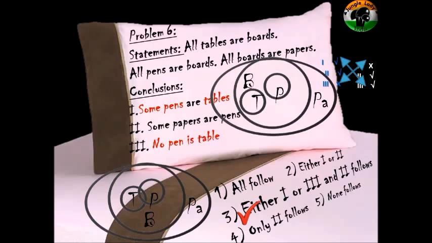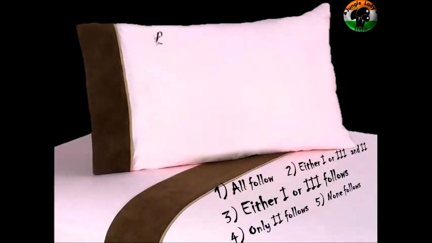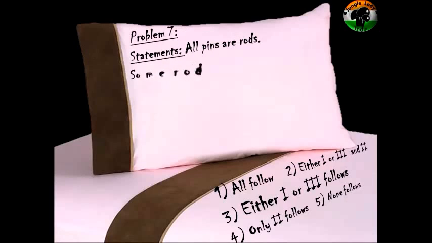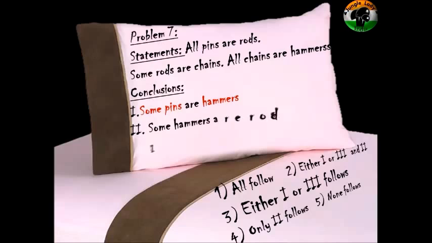So here is problem 7. Here are the given statements and the conclusion. Now let's check whether there is "no" in the conclusions. Yes, I have "no" in the conclusions, so obviously I have to draw 2 diagrams for the statements given here. Now please look at the conclusions.